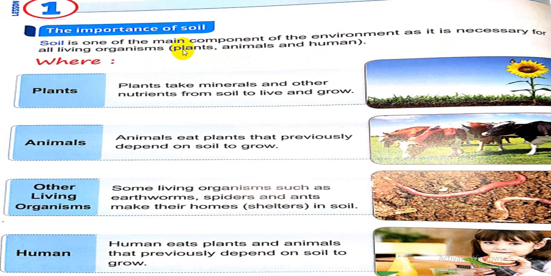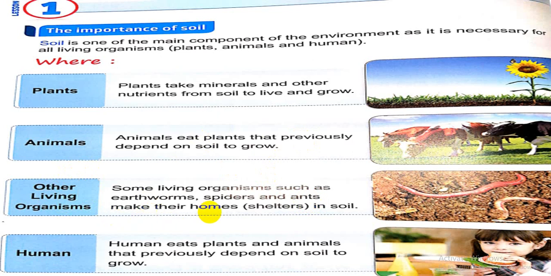Number 1, the importance of soil for plants. Plants take minerals and other nutrients from the soil to live and grow. Number 2, the importance of soil for animals. Animals eat plants that previously depend on soil to grow. The importance of soil for other living organisms: earthworms, spiders, and ants make their homes or shelter in soil.